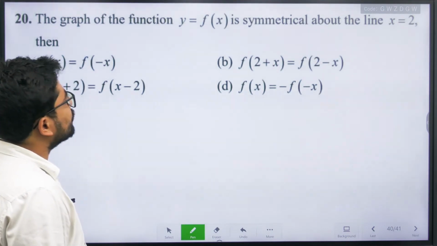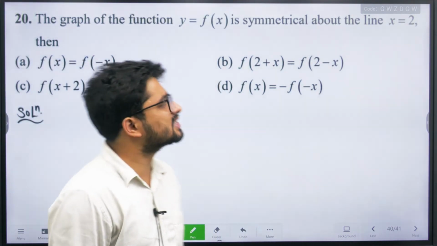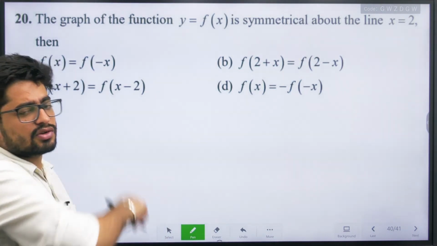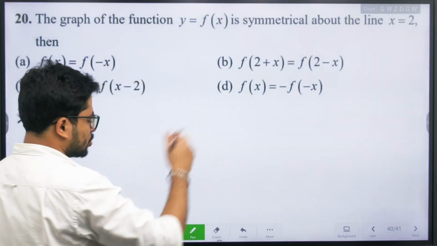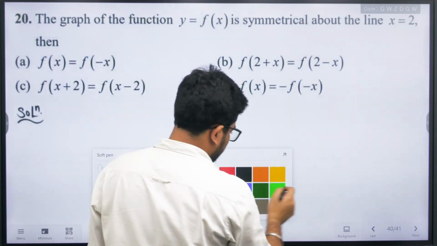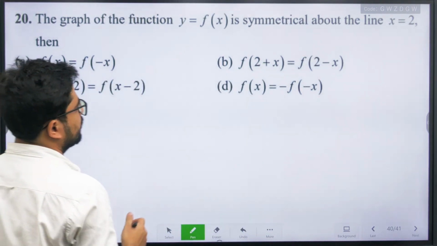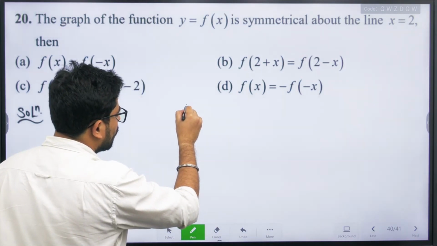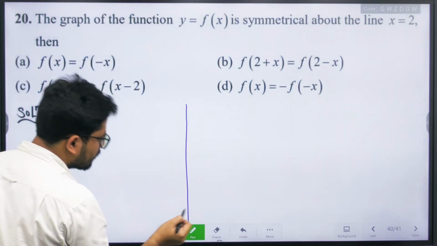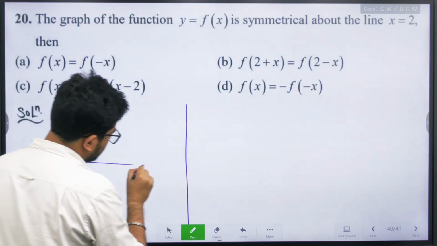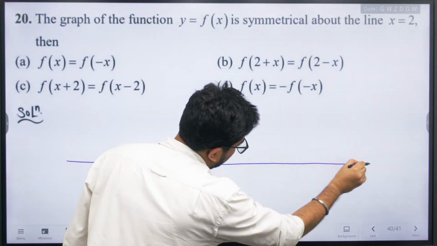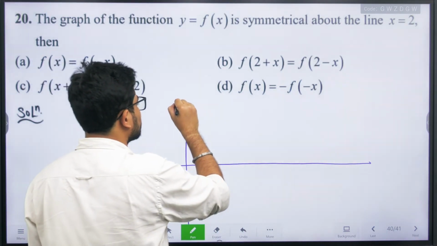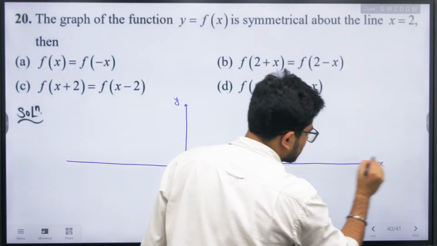The question is: the graph of the function is symmetric about the line x is equal to 2. Your graph is symmetric with respect to the line x equal to 2. So which one is true here? Let's draw a situation here. Let's say this is your y-axis, and this one is your x-axis. Clear?